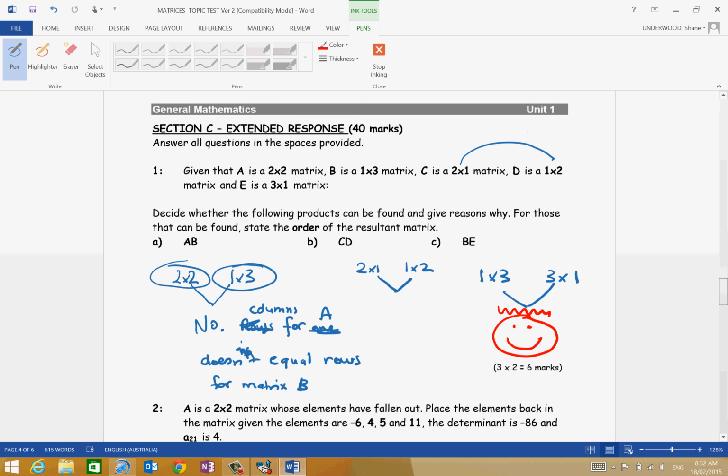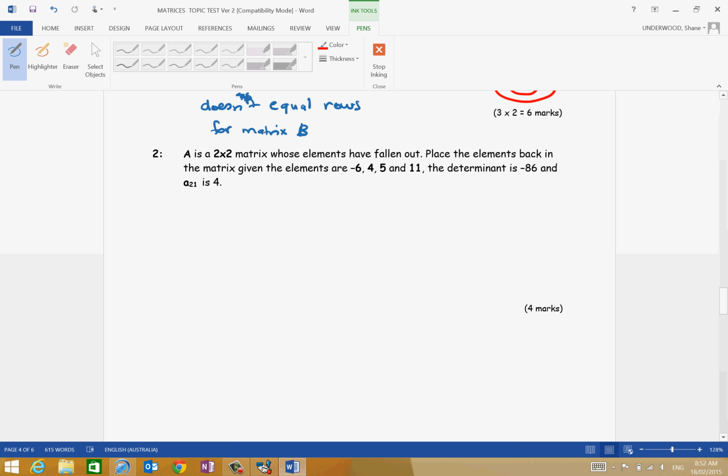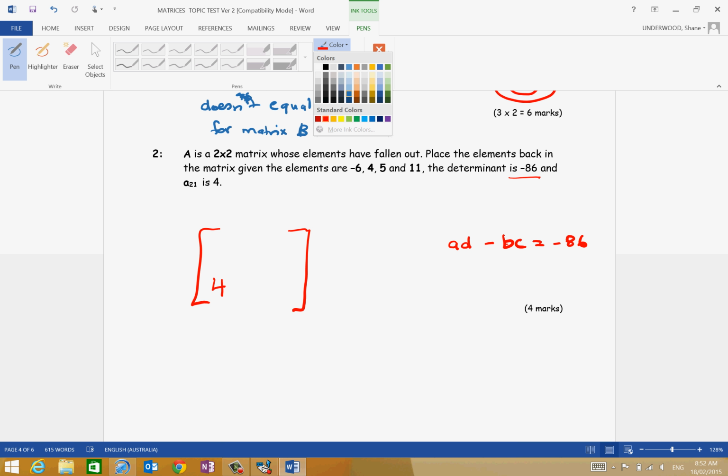Moving on. Now this one, I like this question. A 2 by 2 matrix whose elements have fallen out. We've got a determinant of negative 86. What does that mean? It means that A times D minus B times C is equal to negative 86. But they're telling us of this matrix that the element 2, 1, which is row 2, column 1, is 4. And I've got 3 numbers: negative 6, 5, and 11.